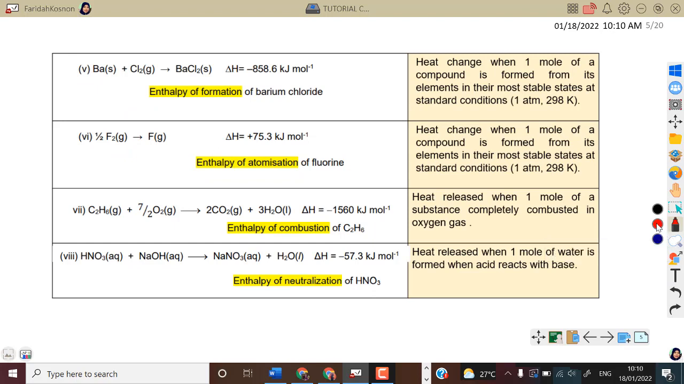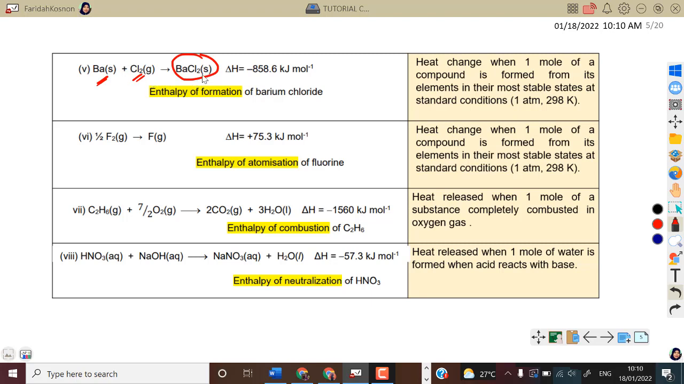Number 5, okay. If you refer here, I have 1 mole of barium chloride solid, which is formed from its element. Barium chloride, dia terhasil daripada tindak balas barium metal, which is in solid state, and chlorine gaseous molecule. Jadi ini adalah dia punya elemen yang paling stabil. Elemen yang paling stabil bagi barium adalah barium solid. Elemen yang paling stabil bagi chlorine adalah chlorine gaseous molecule.